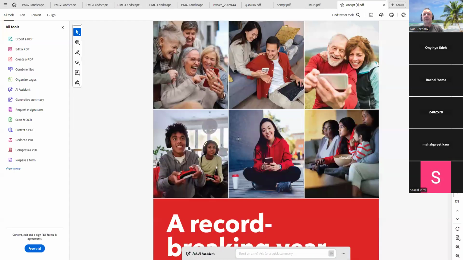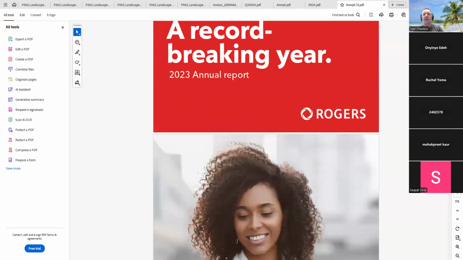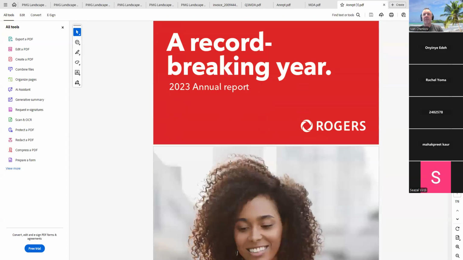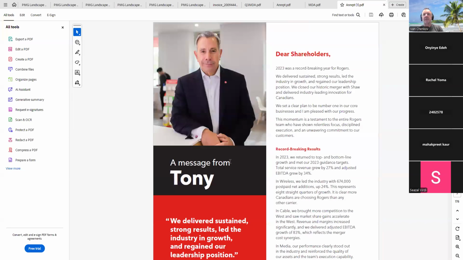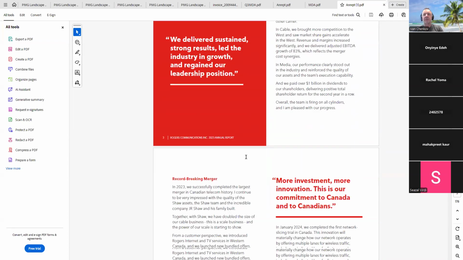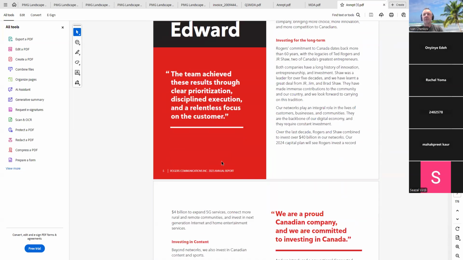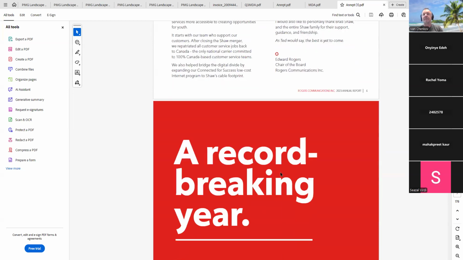The first one is the financial statements. This is the financial statements of the company. They're saying that's a record-breaking year, 2023. You see people smiling, everybody's happy, everybody making money, this company making money. That's a message for the shareholders. That's another message here from another person who is also smiling. As you can see, all the positive messages are sent from those people who are smiling. Here's the chair of the board of Rogers Communication.